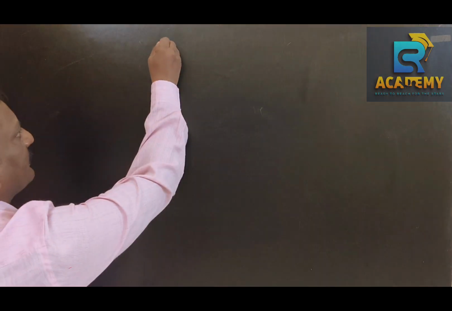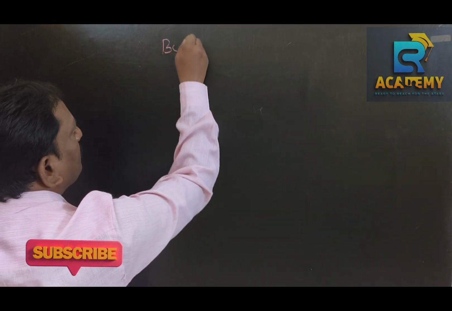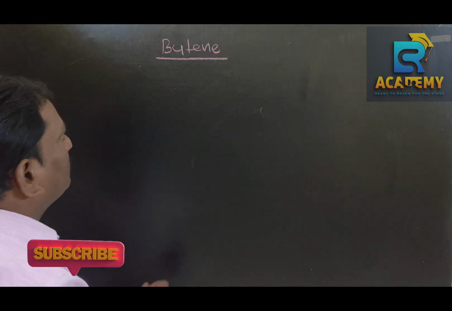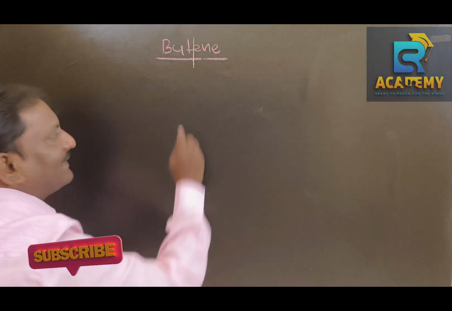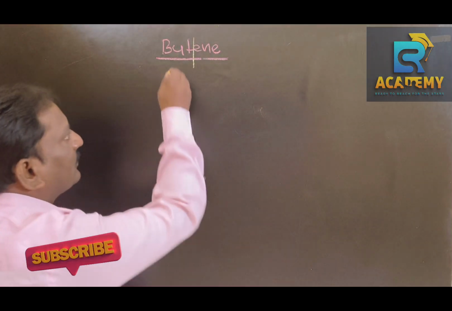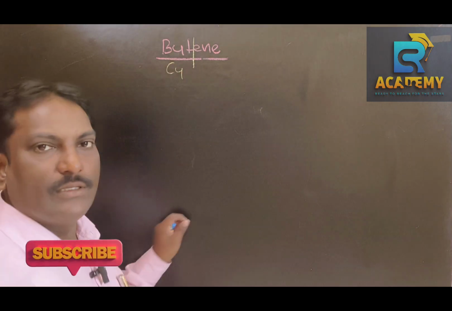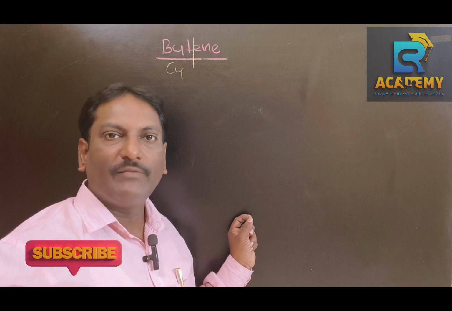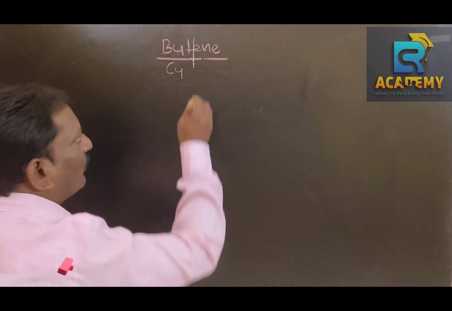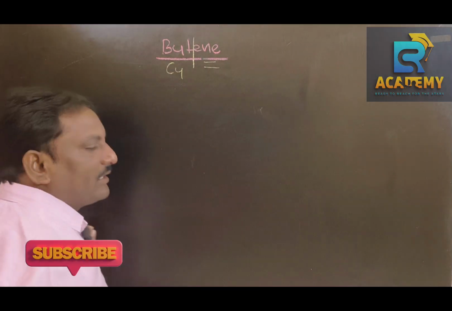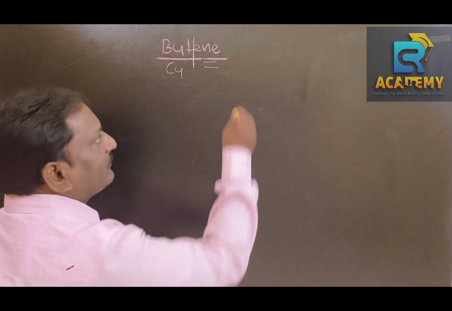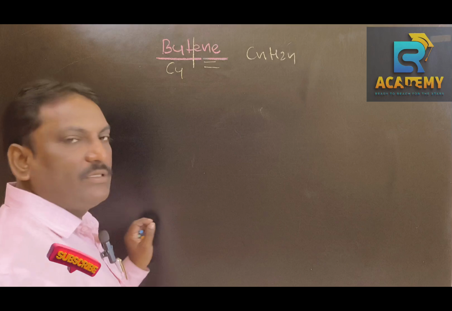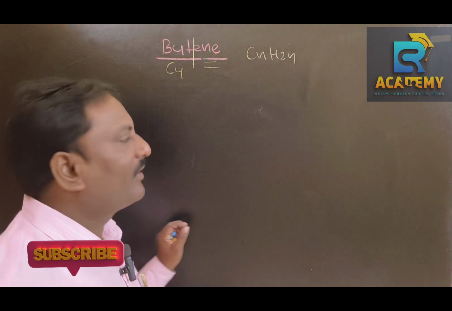Butene. Divide the name into 2 parts. Butene: but means 4 carbon atoms. Ene means at least one double bond between any 2 carbon atoms. One double bond. General formula for alkenes: CnH2n. Here n equals 4 carbon atoms.